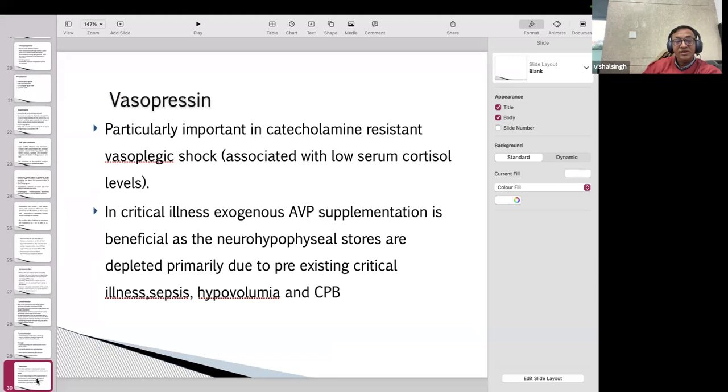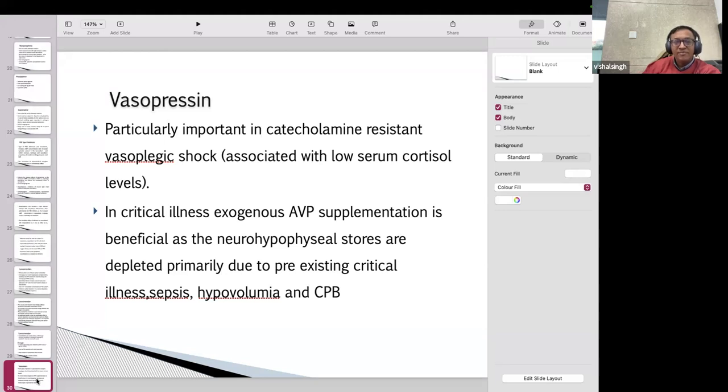Vasopressin is one of the non-adrenergic vasopressors, which has been there in the system now for the last two to two and a half decades, particularly important in catecholamine-resistant vasodilatory shock associated with low serum cortisol levels. In critical illness, exogenous AVP supplementation becomes beneficial as the basic stores are depleted. Now, when we talk about AVP stores, AVP being a short half-life thing, it cannot be measured. So you have to measure the copeptin levels.